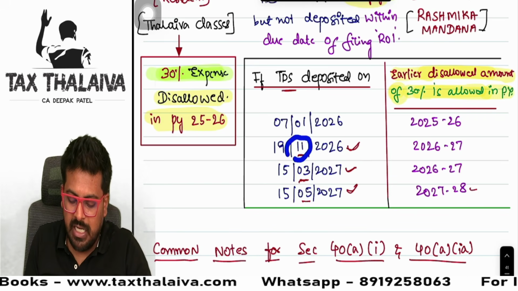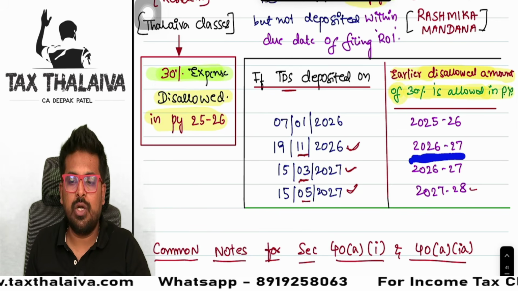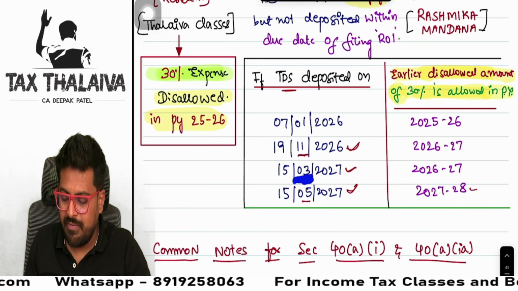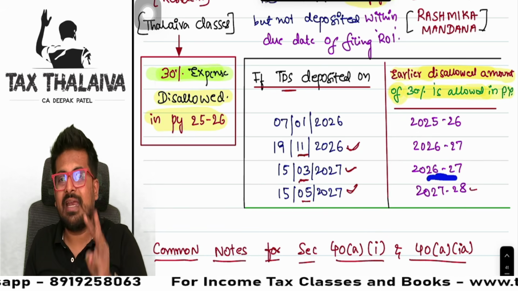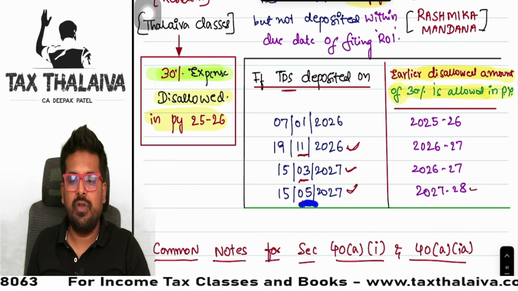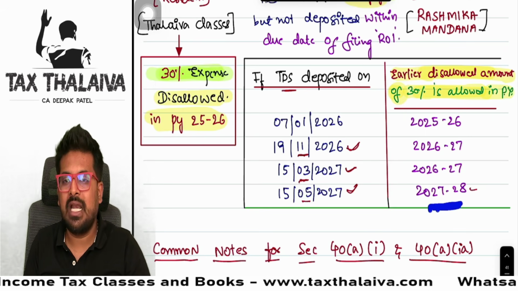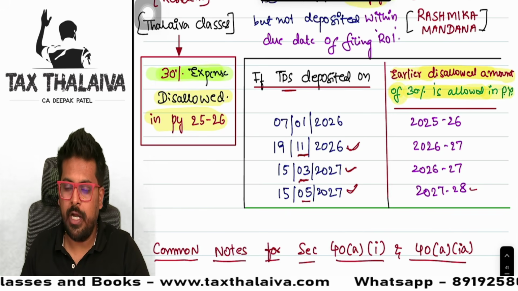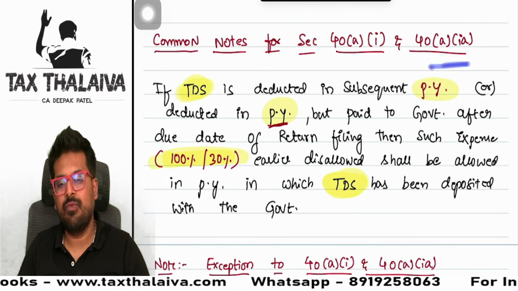If I deposit the TDS on 19 November 2026, I can claim it in previous year 26-27. If I deposit on 15th of March 2027, I can claim that earlier disallowed 30% in 26-27. If I deposit on 15th of May 2027, I can claim it in previous year 27-28. Got it? Now, there is one common note for 40A(1) and 40A(1)(a).